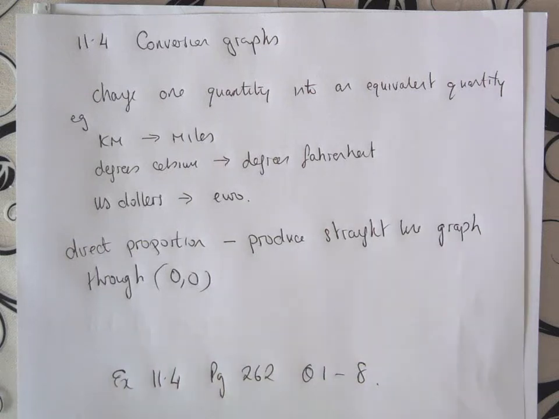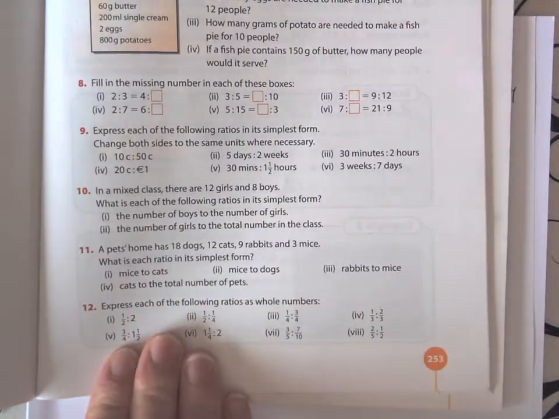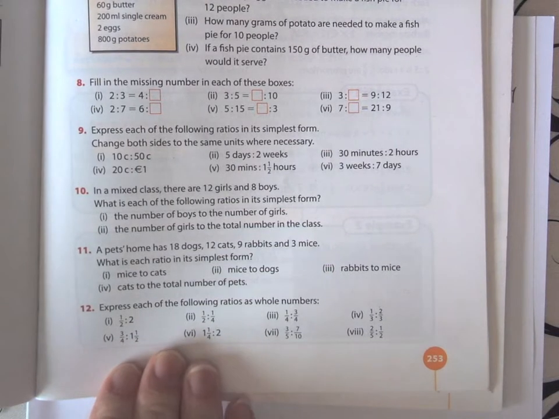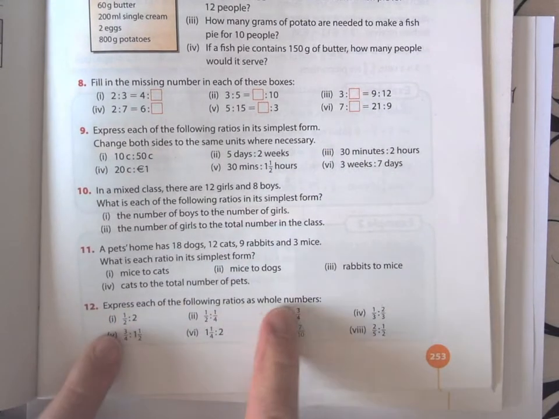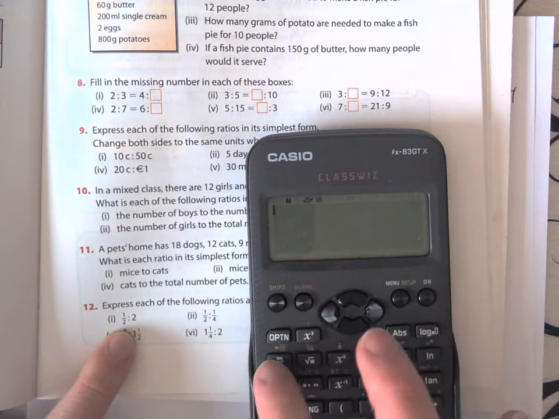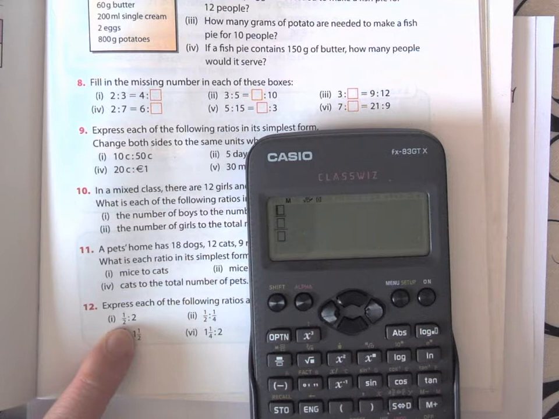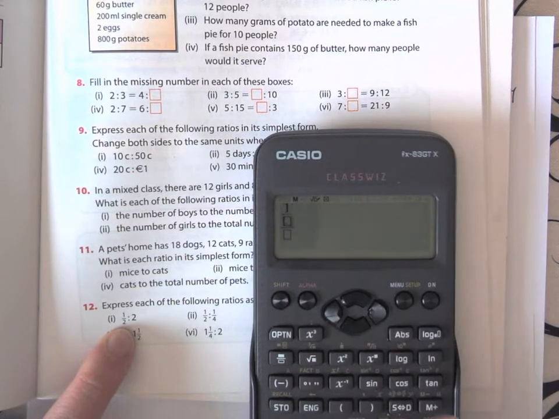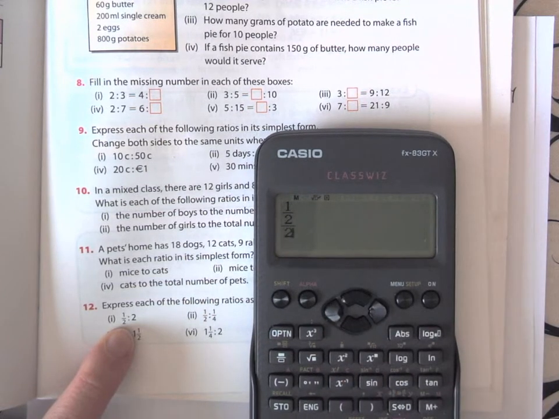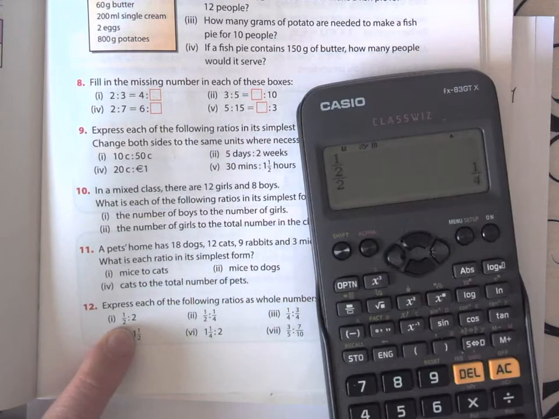So just before we start on conversion graphs, I just want to answer a question for someone there on exercise 11.1. So express each of the following ratios as whole numbers. So how we do that is we put them in as a fraction. So it's a half. So you're going to put in your fraction button, then put in another fraction button and put a half on top and 2 on the bottom. And then it'll simplify it to 1 over 4.